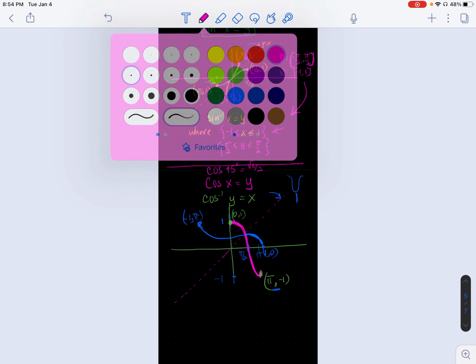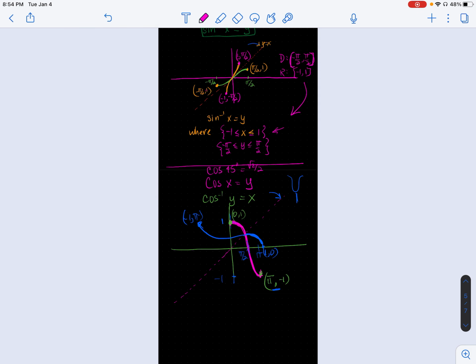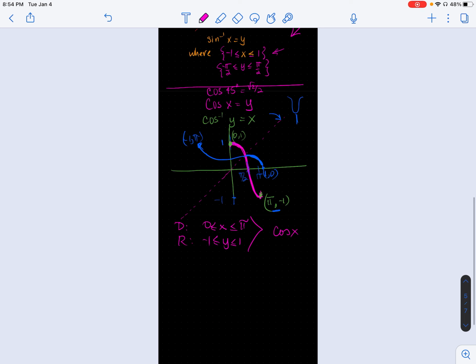And the pink one, which is the original cosine function, has its domain restricted between 0 and pi. That's the domain. And the range is restricted between -1 and 1. This is for the cosine function, but for cosine inverse, swap their roles. Domain is now 1 to -1, and range is 0 to pi. This will be the case for cosine inverse.